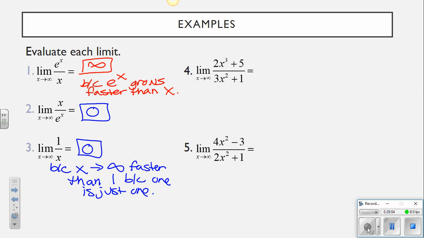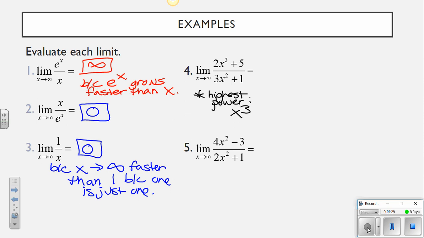Number 4, what's growing faster? The numerator or the denominator? Okay, so here when you have multiple variables, this is a technique that you'll see other people use. You identify the highest power. So what is the highest power? X to the third. You guys agree that the highest degree, the highest power, is x to the third.